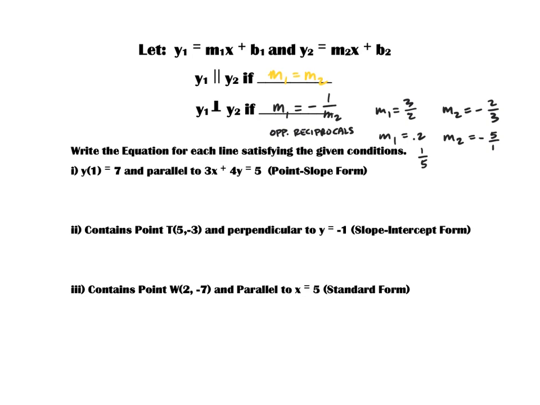Here's a point. We're going to use point slope form. Here's a point, 1 comma 7. And we want this line to be parallel to this line. Well, I don't know the slope of the line in that form, so I'm going to subtract 3x, divide by 4.